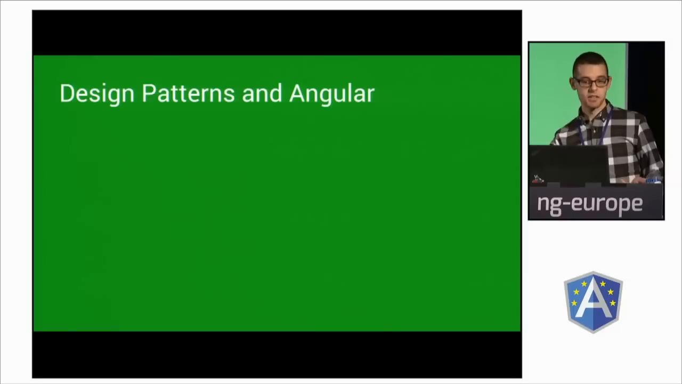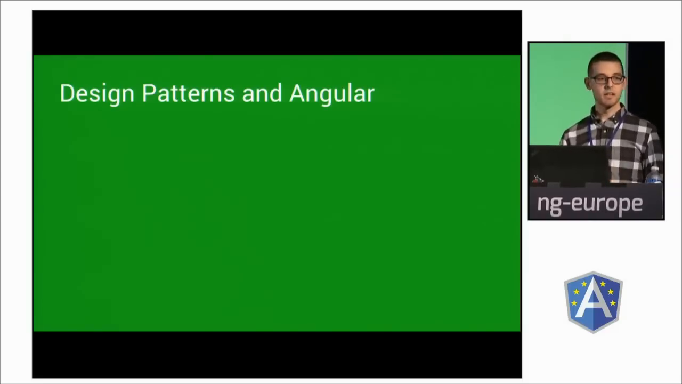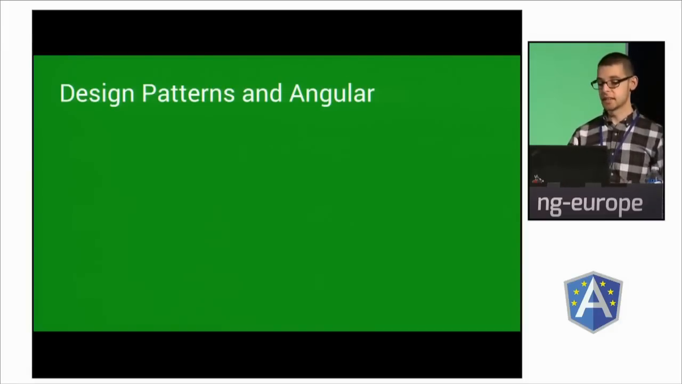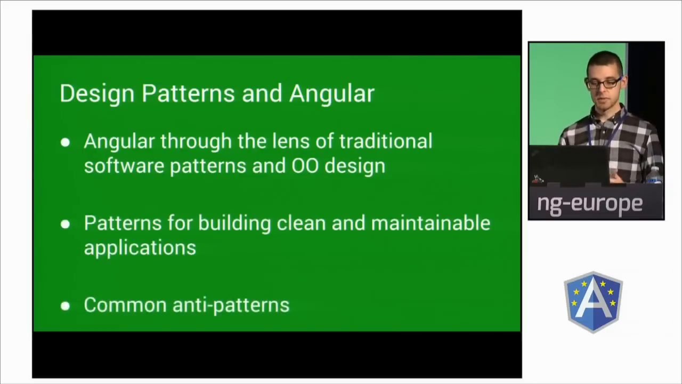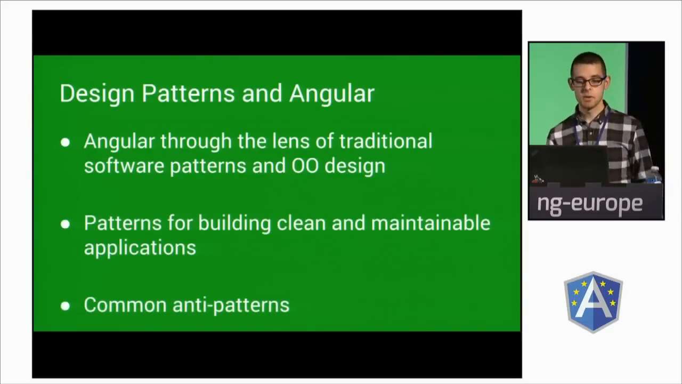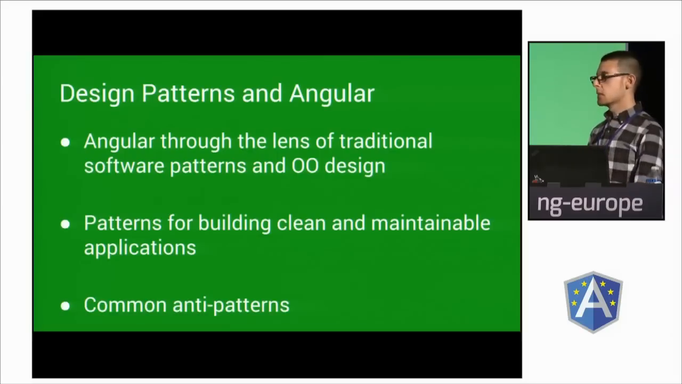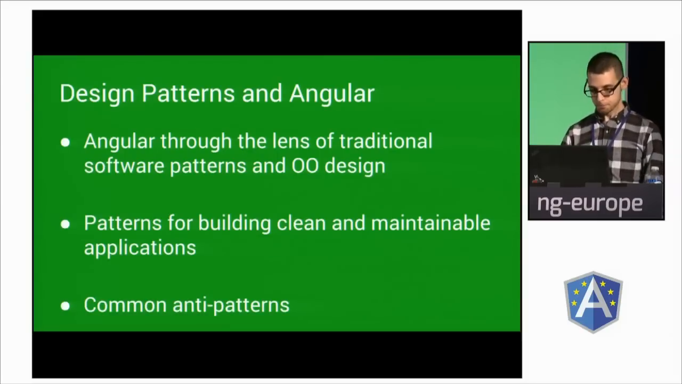So I want to make you see Angular as a set of tools that can be understood in the context of software patterns and concepts that have been guiding engineers for decades. Because we're limited by time, this won't be totally comprehensive, but hopefully I'll cover enough to convey the idea by looking at the biggest, most important pieces. This is going to be covered in 3 sections. First, taking a look at what is inside of Angular through the lens of traditional software patterns and object-oriented design. Second, by looking at some Angular-specific patterns for building clean and maintainable applications. And last, by looking at some anti-patterns, which are always fun.